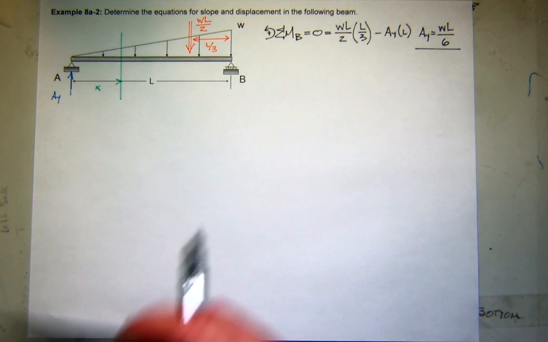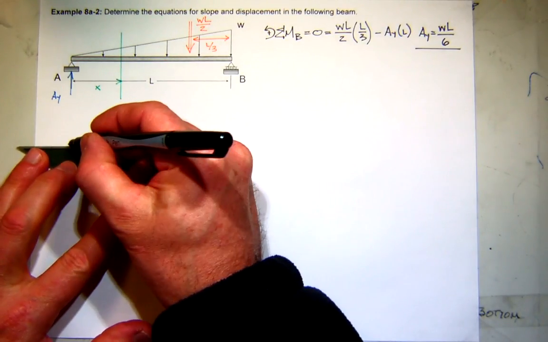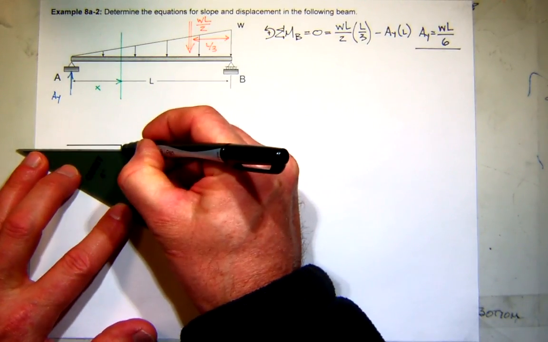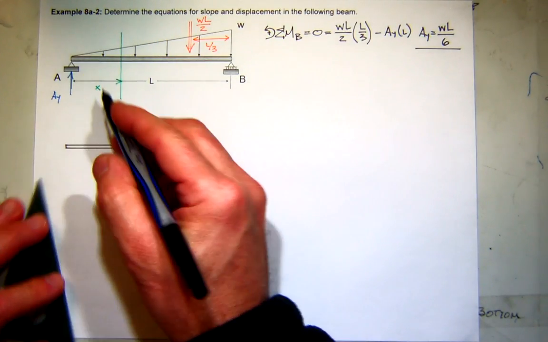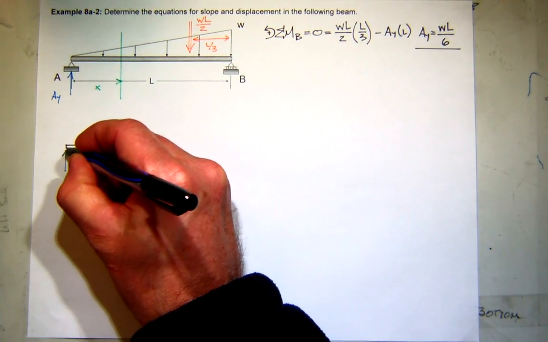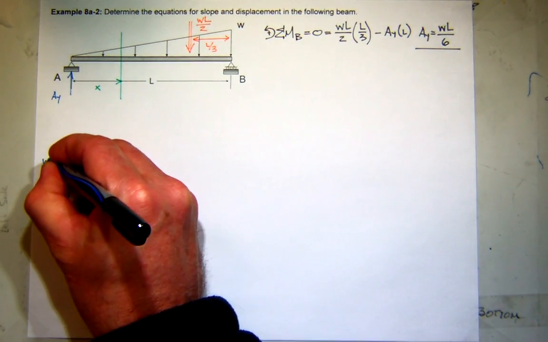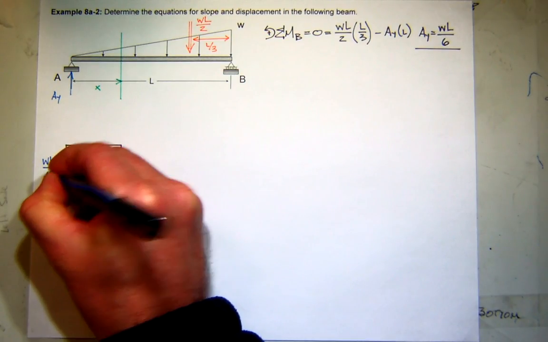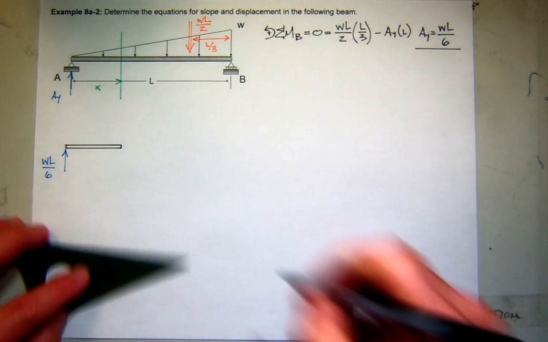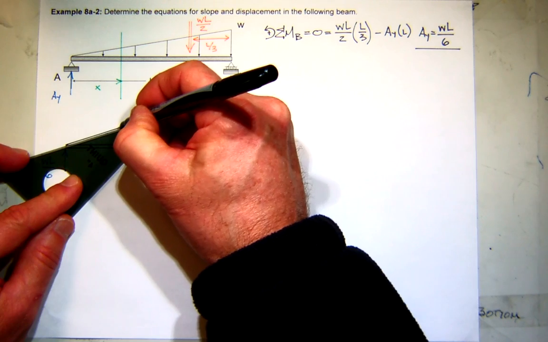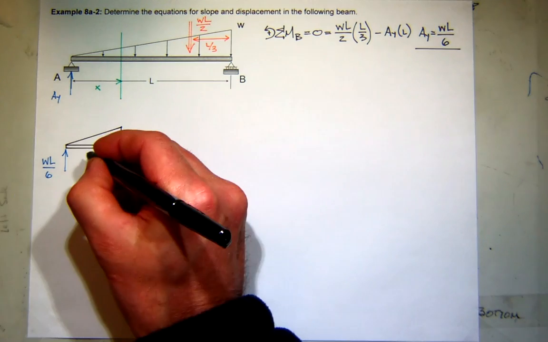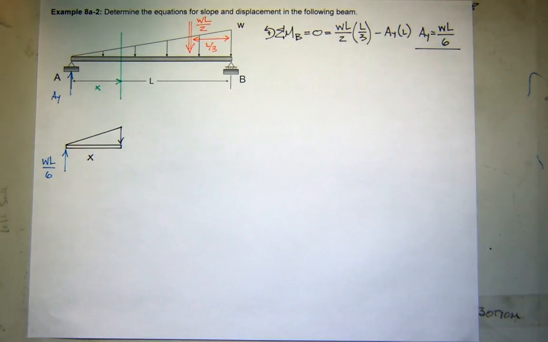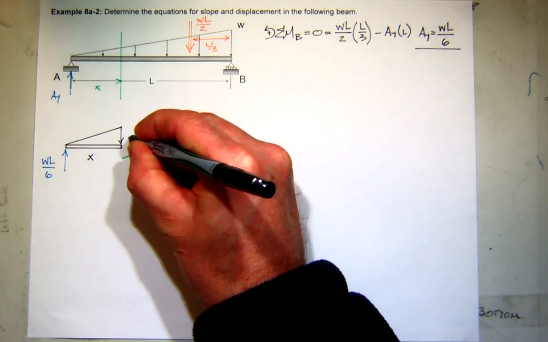Okay? So let's come down here and draw the free body diagram of this section to the left. I'll have my reaction I just found, WL over 6. I'm going to have to deal with this triangular load, which we'll talk about in a second. The length of the element is x, and I will assume positive moment at the cut.